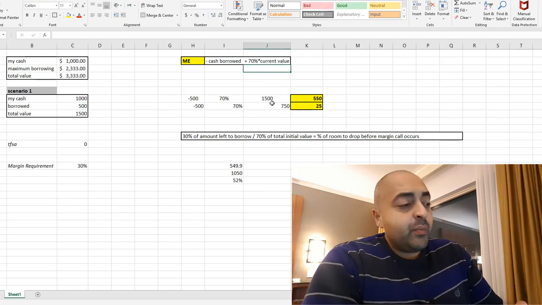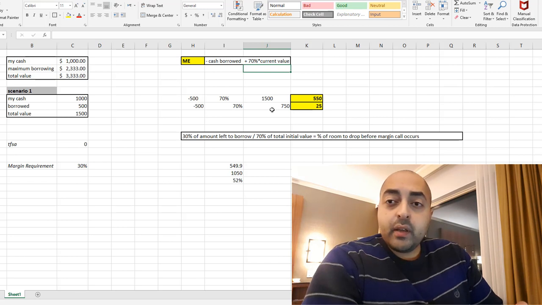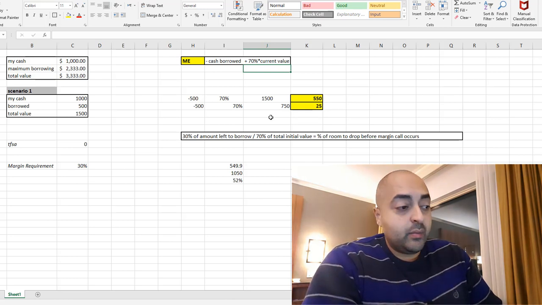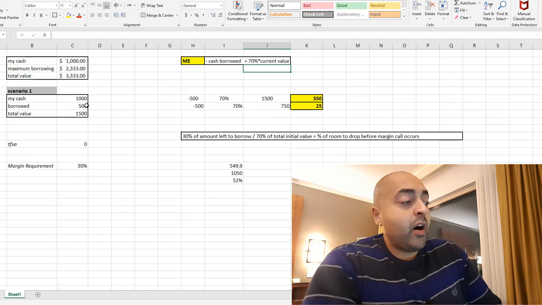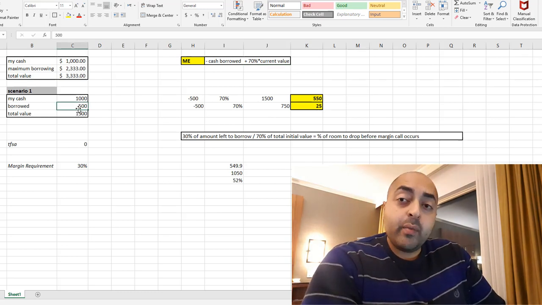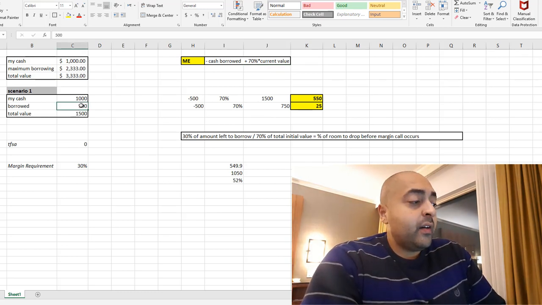So in our other example, when the stock dropped half, when the stock went from 2,000 to 1,000, we were placed in a margin call. In this example, we're dropping half and we're not placed in a margin call because we didn't borrow as much. In the other example, we borrowed 1 for 1. Here, we put in 1,000, but we borrowed 500.